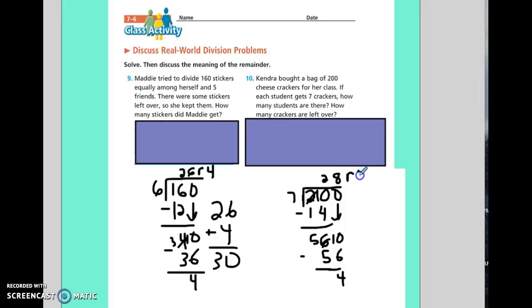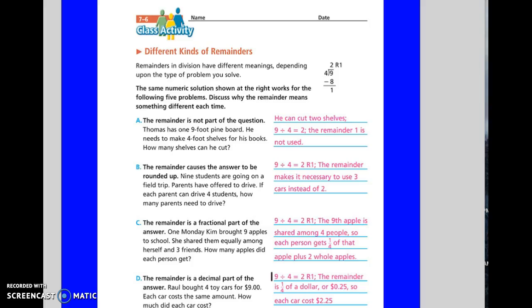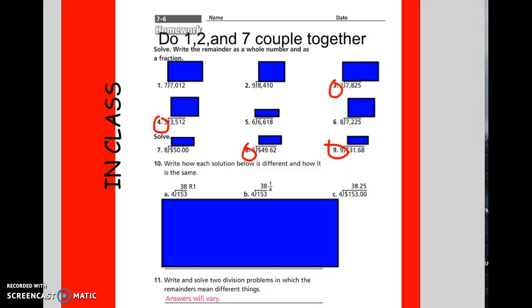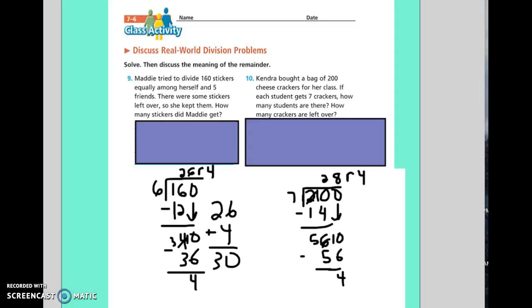So now let's look at the problem again. So first question was, how many students are there? Well, now we know there are 28 students, and how many crackers are left over? Guess what? That's a remainder. There are 4 crackers left over. So today we learned about what remainders can look like in different problems, and then we applied them to some real-world problems. So great work, and you can go work on your homework.